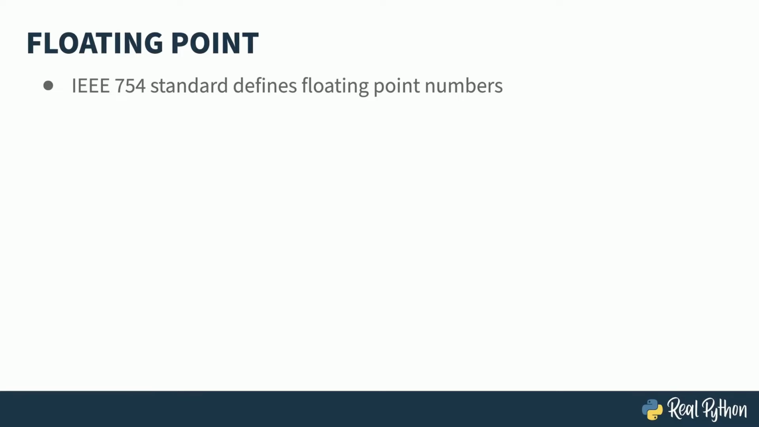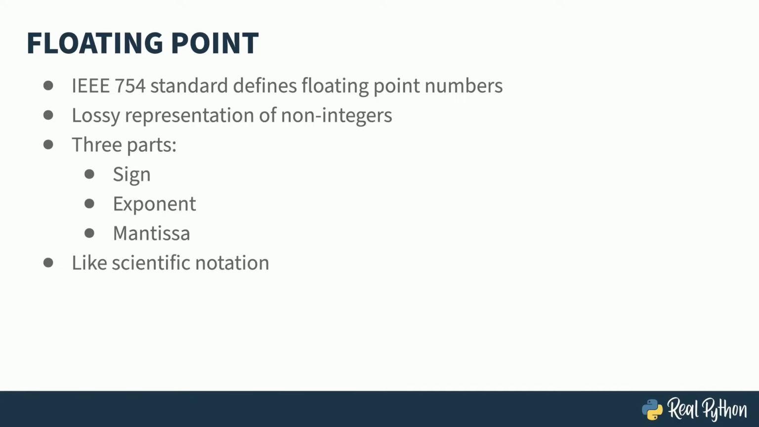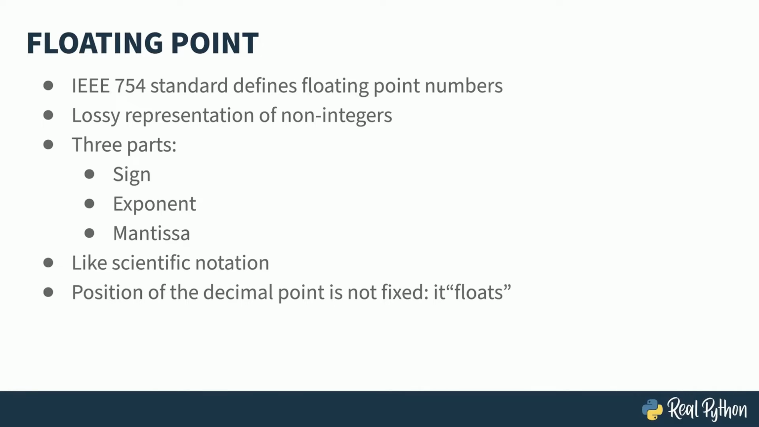Floating point numbers are based on the IEEE standard 754. These are a lossy representation of non-integer numbers. They're lossy because they aren't precise. As you saw in the second lesson, you can store 16 digits of pi, but that's it. Good enough for most cases, but it's still not technically pi. A floating point number is composed of 3 parts: a sign bit, an exponent, and a mantissa. This is similar to scientific notation. The name floating point comes from the fact that the number of digits to the right of the decimal isn't fixed. The decimal point floats around.